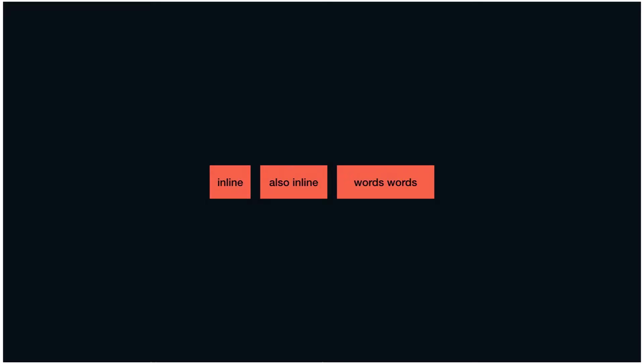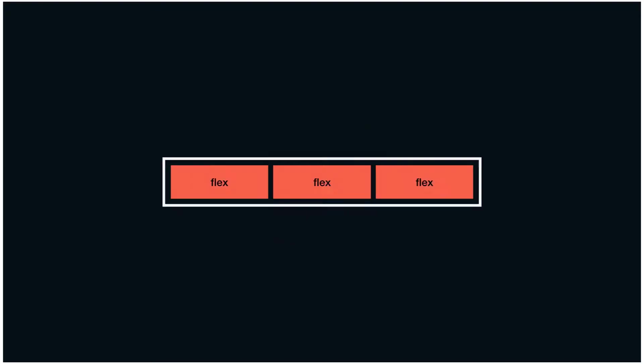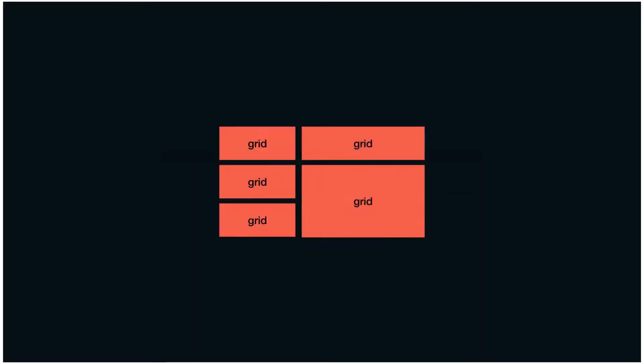Now, when it comes to layout, there are basically 4 basic types of CSS layout. You get your inline layouts, which is when things go next to each other. You can have block layouts, which is when things go stacked on top of each other. You can use flexbox to better define the way a set of boxes go side by side with each other. And finally, you have CSS grid, which lets you define how boxes stack together.